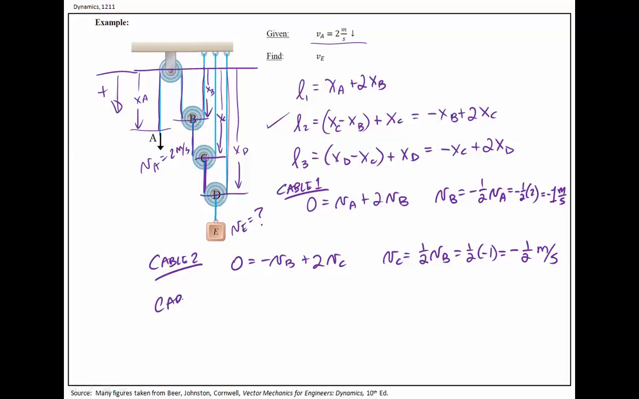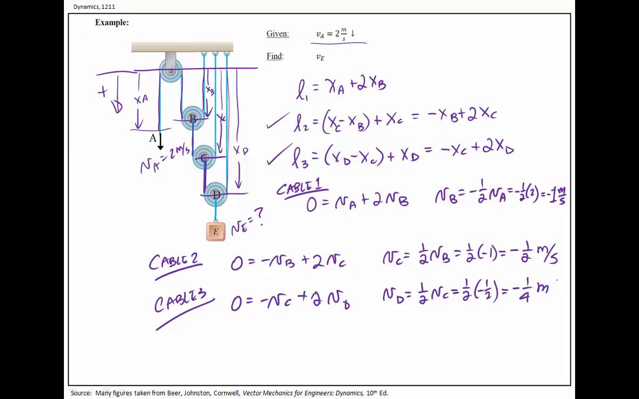And then we take cable 3, and we take the time derivative of this guy, and that's going to be equal to 0, negative VC plus 2 times VD. Haha, make a joke every single time that happens. VD is equal to 1/2 VC, which is equal to 1/2 times negative 1/2, or negative 1/4 meters per second. So that's the velocity of D right here.